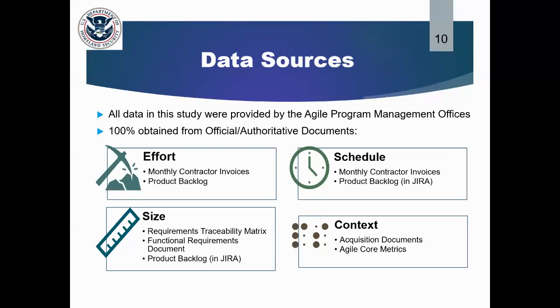And out of that approach, we said, give me 6 basic data sources. And these are monthly contract invoices, requirements documents in the form of a requirements traceability matrix or functional requirements document, the product backlog in Jira or some other form of logistic management tool. Also, any acquisition document that provided description of the system characteristics and the Agile framework. And also, as a lessons learned, if you obtain these documents shown here, guaranteed that you're going to get more data than what you need for your research.